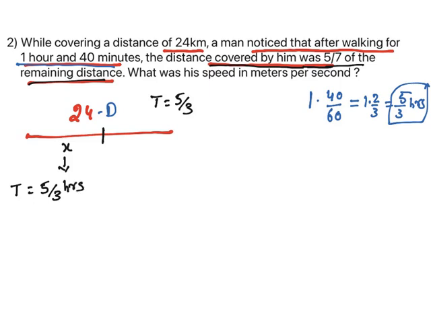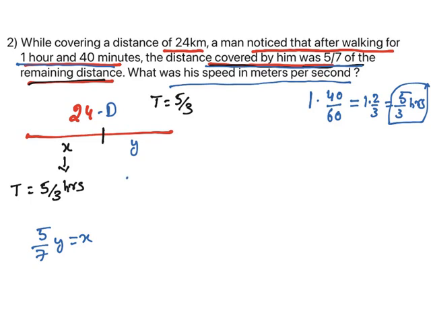Now how much has he covered? Let's say the remaining distance is y. He says the distance covered by him is 5/7 of the remaining distance. That means 5/7 of y he has covered. This is nothing but x. Now, what was his speed in meters per second? So, a lot of information is given. We need to put them together.